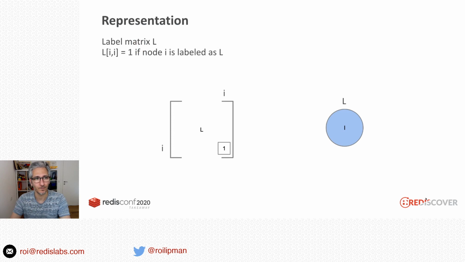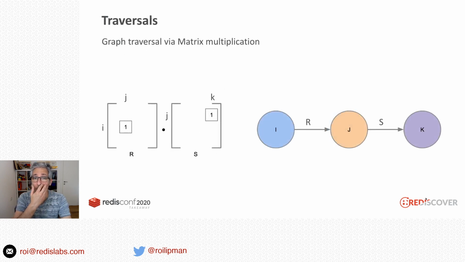Now, this is just to illustrate label matrices. So once again, if I is labeled as L, then we have a label matrix L with entry II set to 1, and once again, the label matrices are diagonal. Now, one of the key operations that you want to do with graphs is basically to traverse them. And so with matrix representation of a graph, you can traverse your graph by performing matrix multiplication.